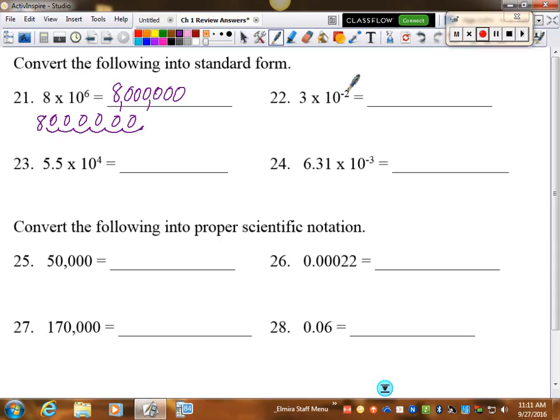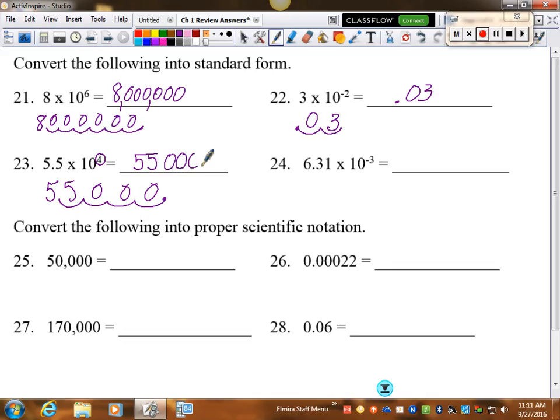Number 22, we've got a negative exponent here, so I'm going to move the decimal to the left. 0.03. Number 23, 5.5. The exponent is 4 and positive. I'm going to move to the right 1, 2, 3, 4 times. We got a negative exponent, so we're going to move the decimal 1, 2, 3 times.